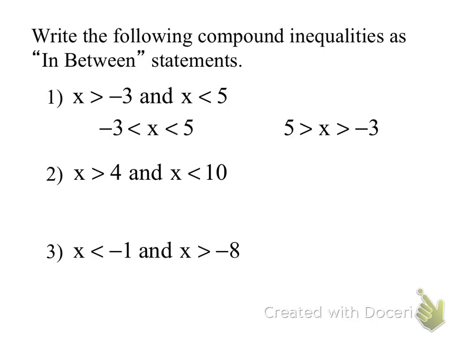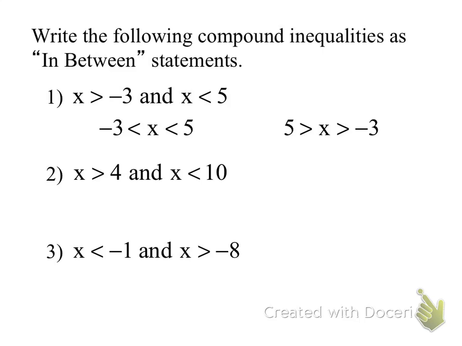Okay, now notice the way that I wrote this one to the left. Does this make sense? 5 is greater than x, which is greater than -3. Well, it does make sense, but why would we not write it that way? What do you think, Peyton? Well, I don't think it makes sense to write it that way because it already says that x is less than 5 and x is greater than -3, so you would want to put it on the left side.